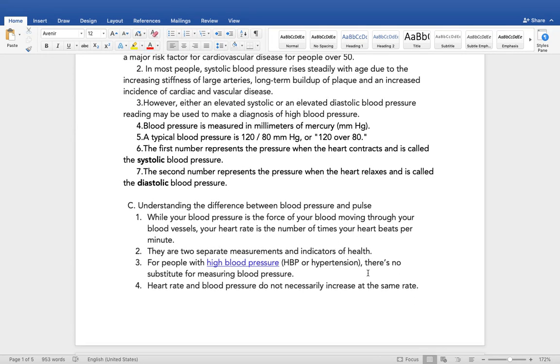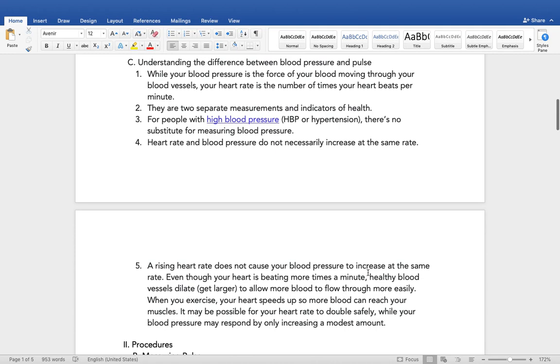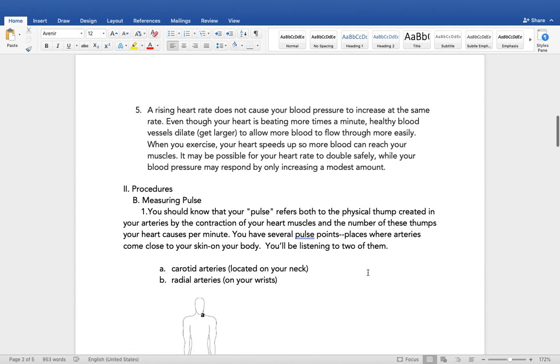Part C. Understanding the difference between blood pressure and pulse. While your blood pressure is the force of your blood moving through your blood vessels, your heart rate is the number of times your heart beats per minute. They are two completely separate measurements and indicators of health. For people with high blood pressure, there's no substitute for measuring blood pressure. Heart rate and blood pressure do not necessarily increase at the same rate. A rising heart rate does not cause your blood pressure to increase at the same rate.